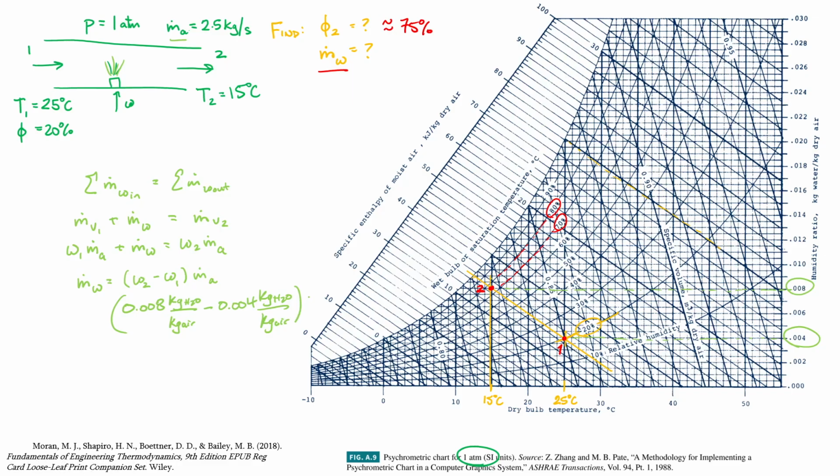And I'm going to multiply that whole thing by my 2.5 kilograms of air per second, which is going to give me a mass flow rate of my water of 0.01 kilograms of water per second. This is still an approximation because I'm using my chart. So 0.01 kilograms of water per second.